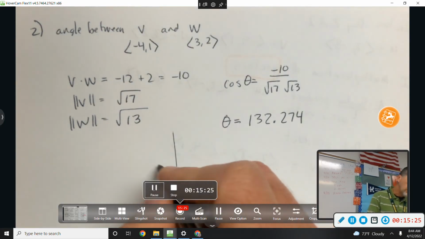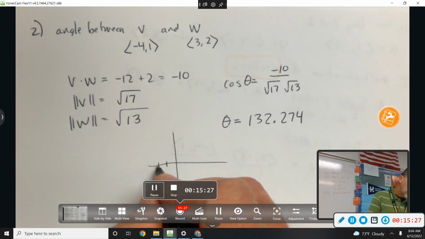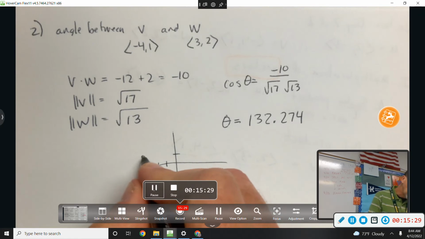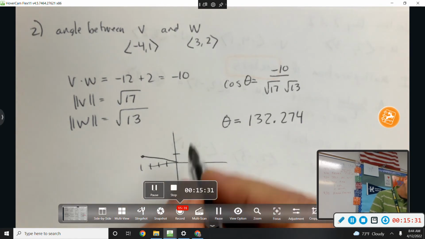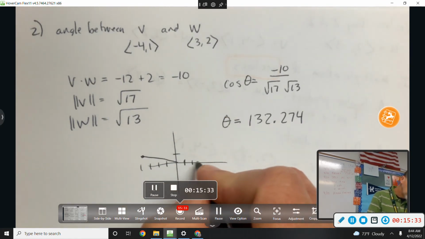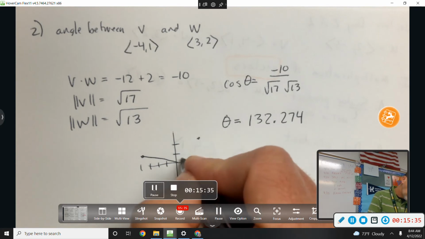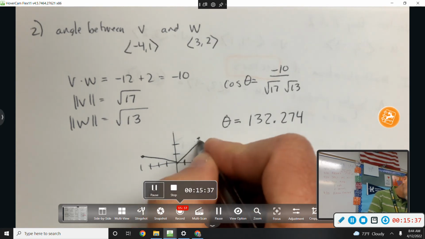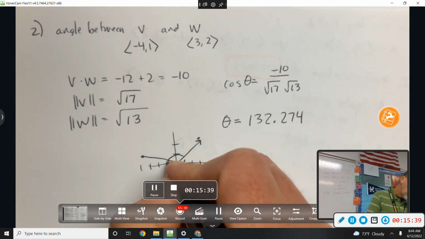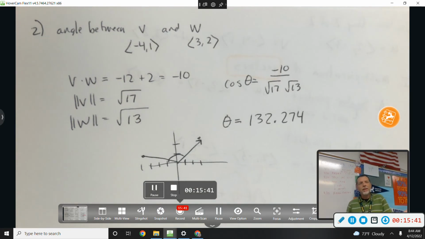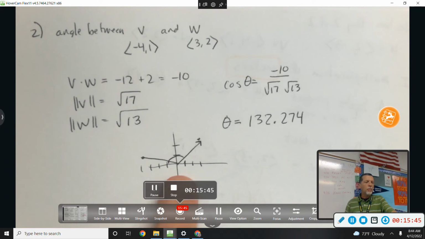And again, if you wanted to check, V is negative 4, 1, W is 3, 2, and so that angle is 132. Again, is that exactly 132? Who knows, but it's in the ballpark, so I feel good about my answer.